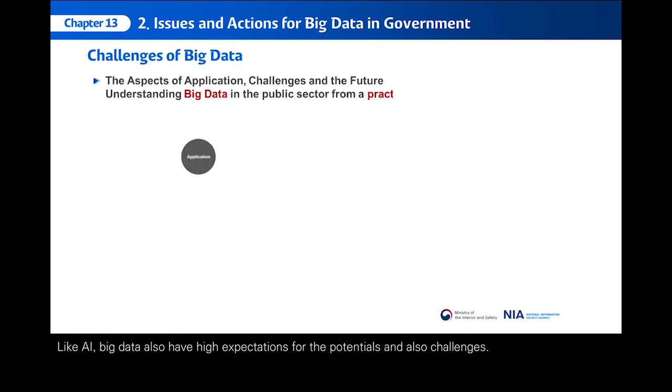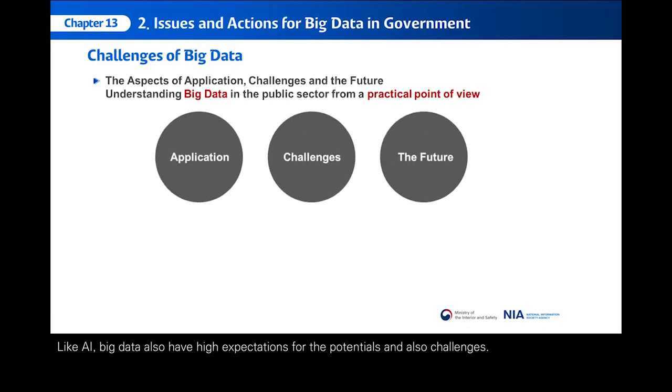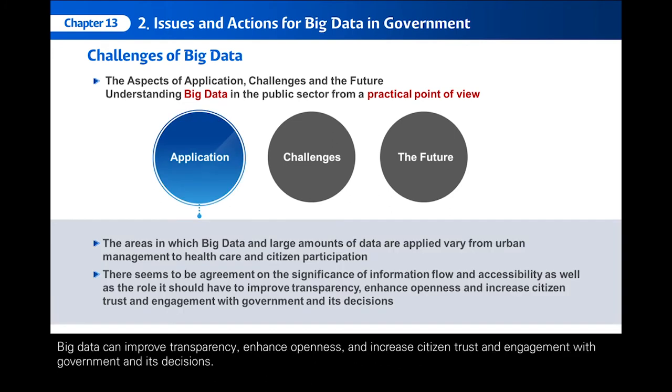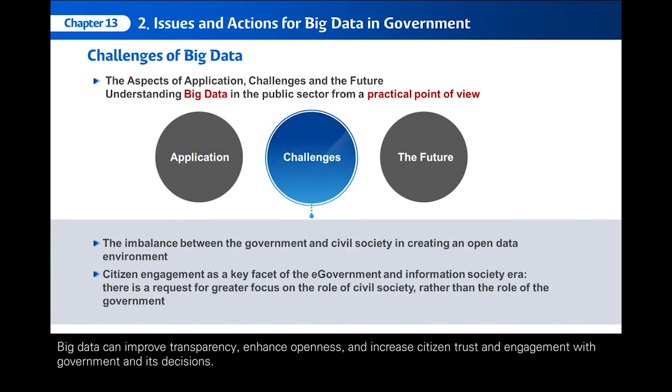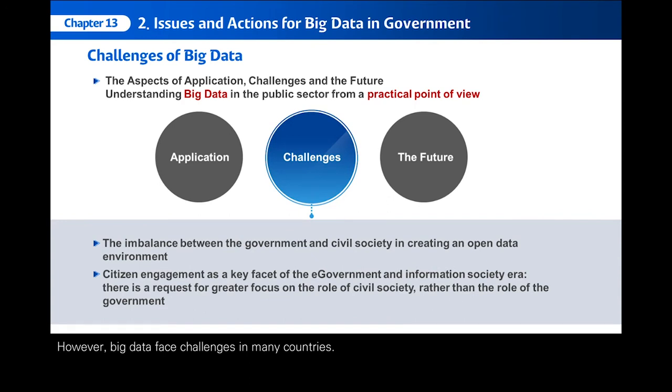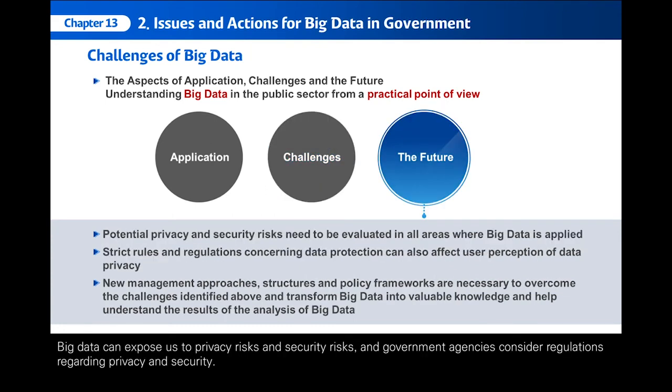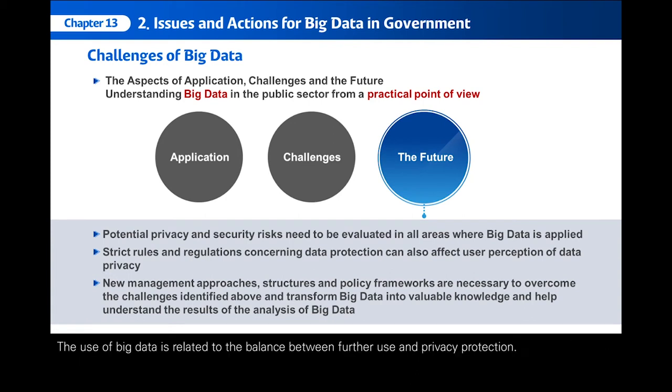Like AI, big data also has high expectations for its potentials and also challenges. Big data can improve transparency, enhance openness, and increase citizen trust and engagement with government and its decisions. However, big data faces challenges in many countries. For example, there is a gap between government capacity and demands of civil society. Big data can expose us to privacy risks and security risks, and government agencies consider regulations regarding privacy and security. The use of big data is related to the balance between further use and privacy protection.